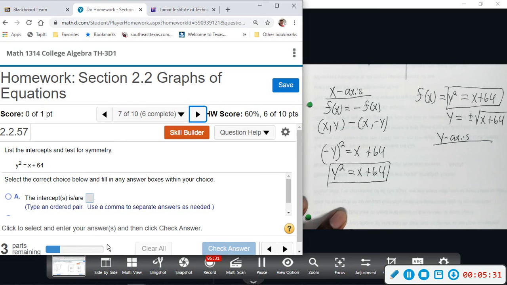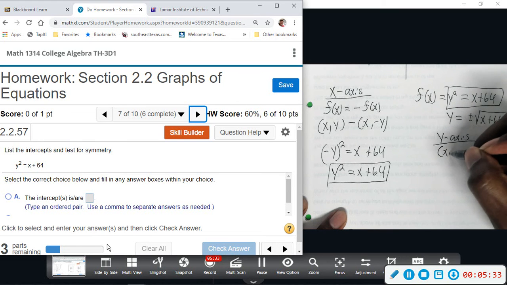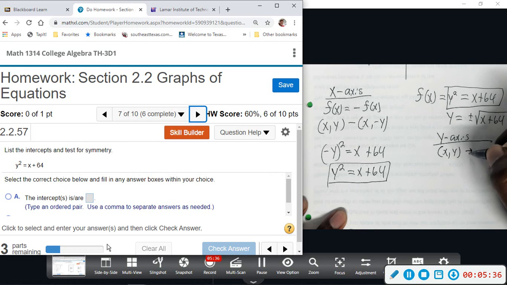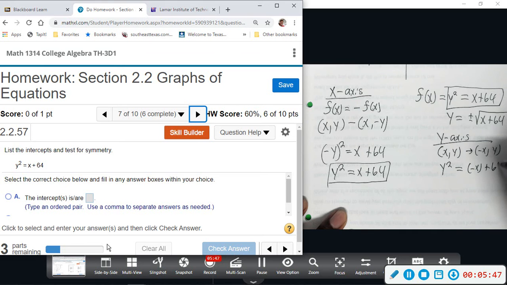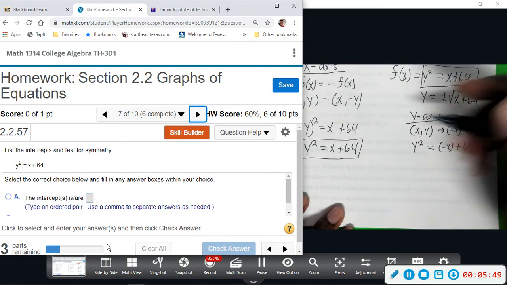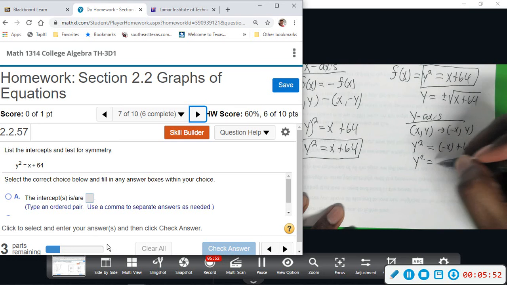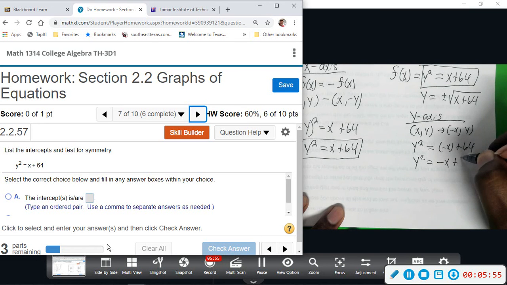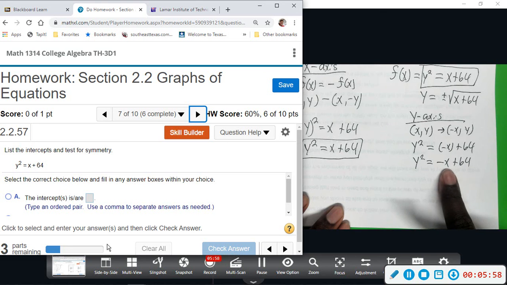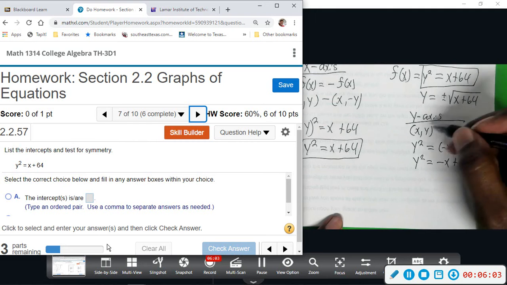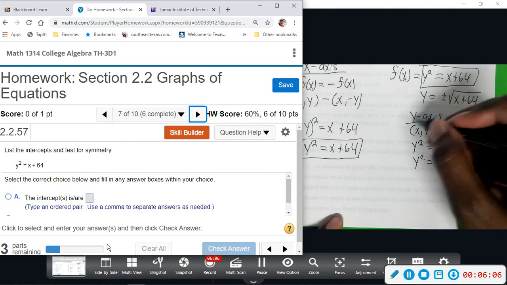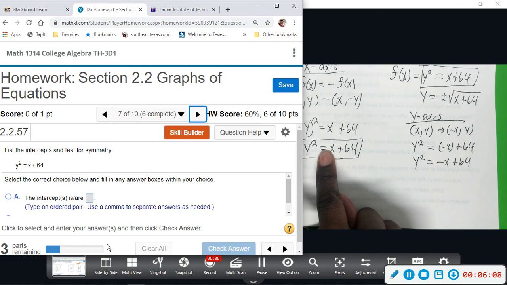So this time we're going to make x negative. So remember, that means x, y. You make the x negative and see if it comes out to be the same. So we have y squared equals negative x plus 64. And when you simplify this, you end up with y squared equals negative x plus 64. This is not the same because this x is negative and the original x was positive. Okay, so it does not have y-axis symmetry. It has x, it does not have y.